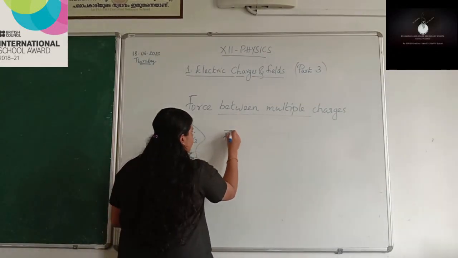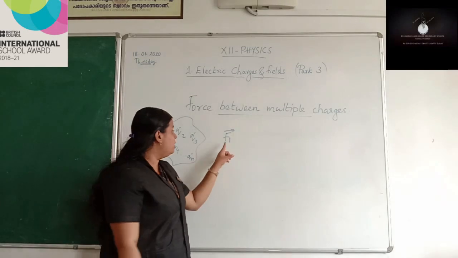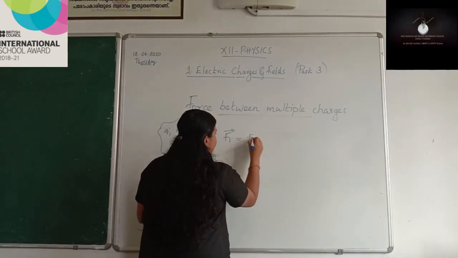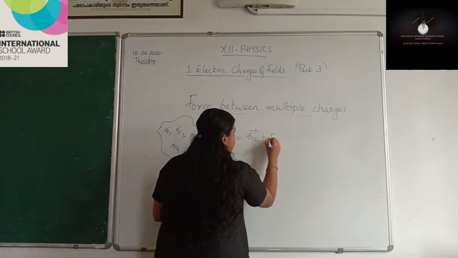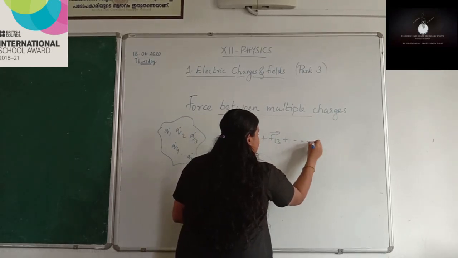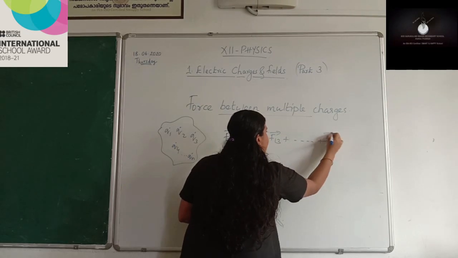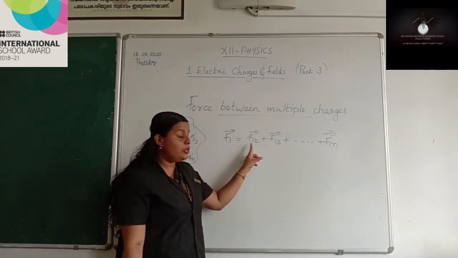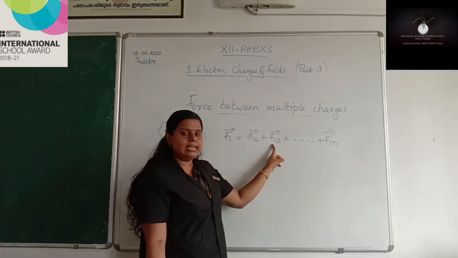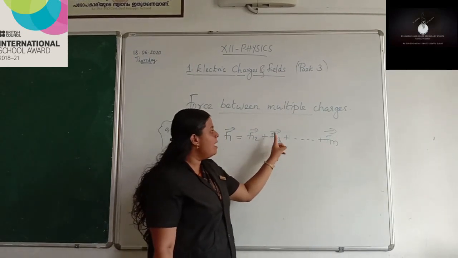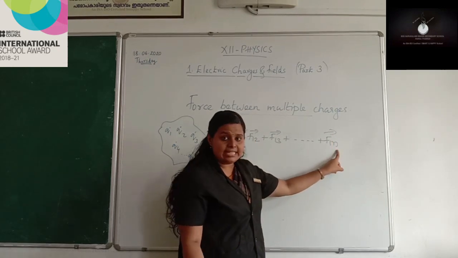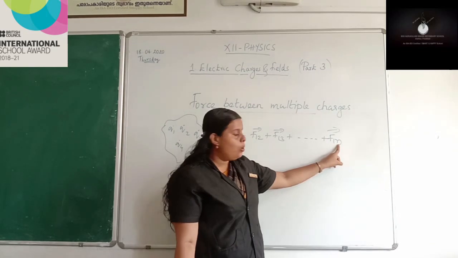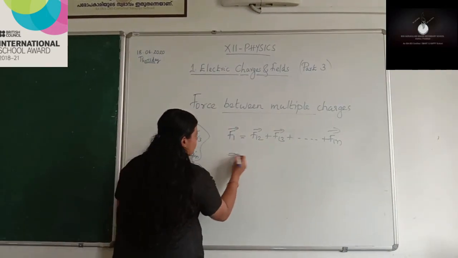So again, the total force acting on the point charge Q1 we can represent as F12 plus F13 plus etc. plus F1n, where F12 is the force on the first charge Q1 due to Q2, F13 is the force on Q1 due to Q3, and so on. F1n is the force on Q1 due to Qn. This is the idea.